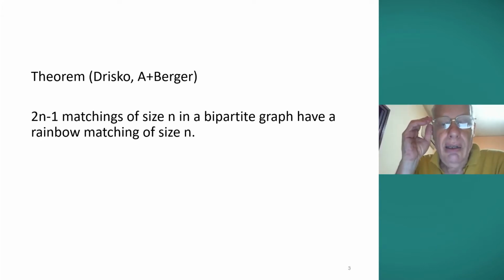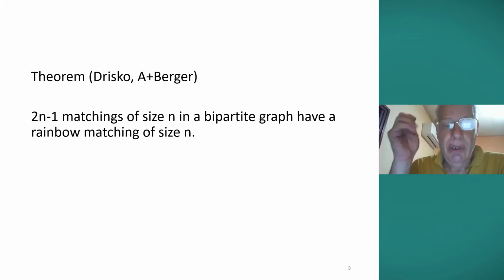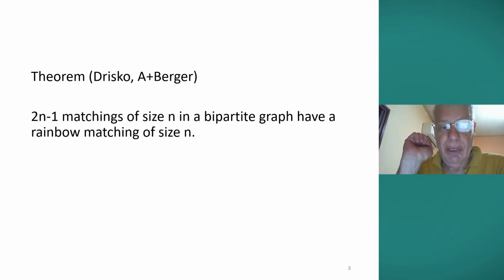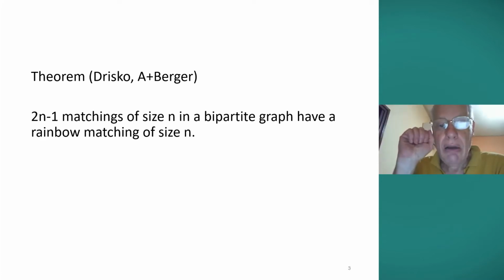Okay. And the theorem is this. Suppose that your sets Vi are matchings, each a matching of size n. And suppose that you have many of them. How many? 2n minus 1, that's the number. You have 2n minus 1 matchings, each of size n. Then you have a rainbow matching of size n. That's the theorem. Is there any restriction on the number of vertices here? No restriction. And this is in a bipartite graph. We'll also get to non-bipartite, but for the time being, it's bipartite graphs.